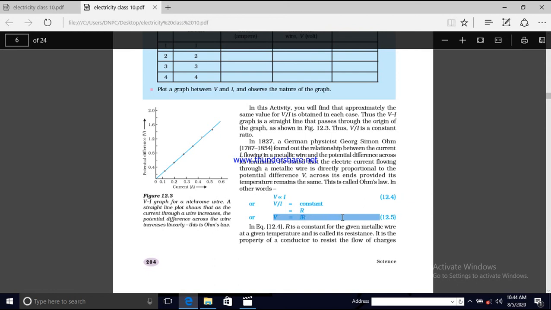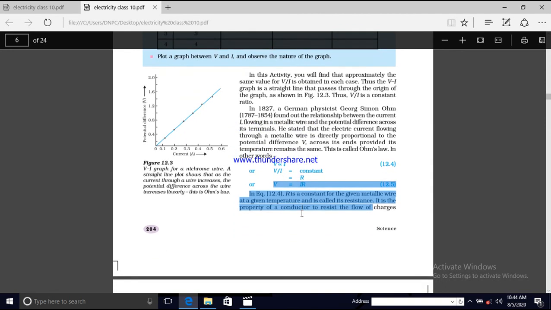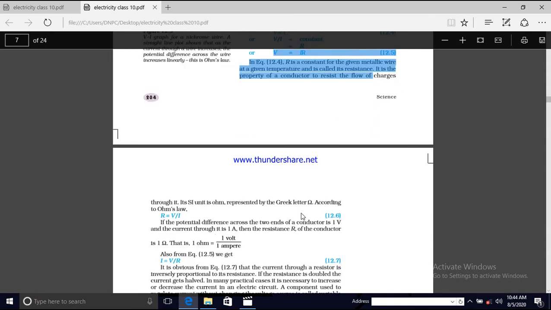This is the equation: V is equal to I into R, provided the temperature is constant. This constant R is known as the resistance. What is resistance? It is the property of a conductor to resist the flow of charges through it. Its SI unit is the ohm, which is represented by the Greek letter omega.